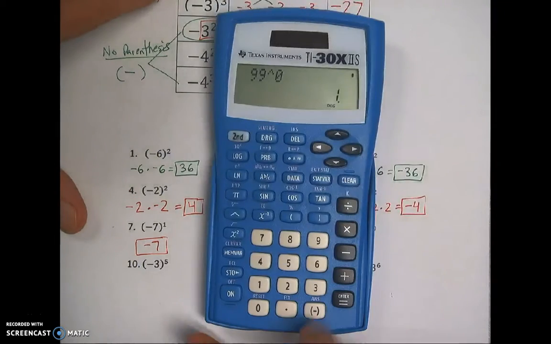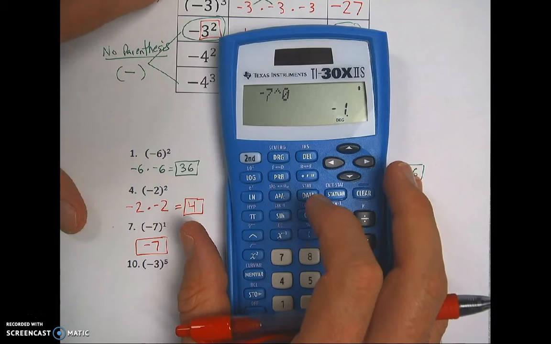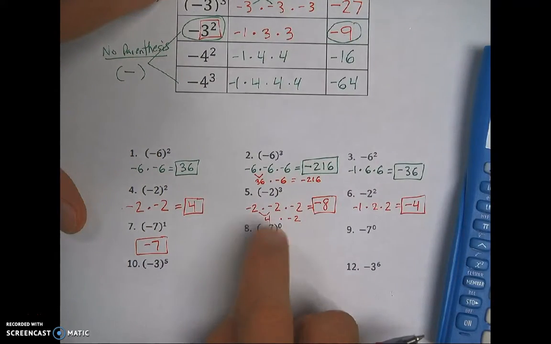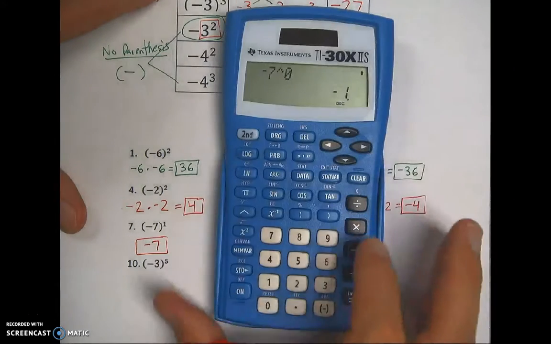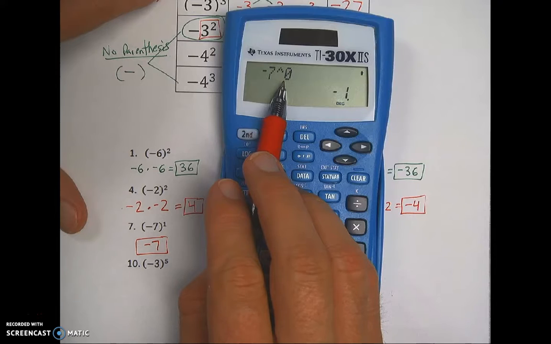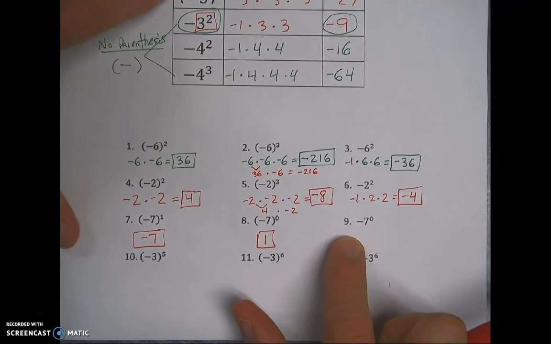But what if you did this in your calculator and you just said -7 raised to the 0? And you go, Mr. Kerr, it says -1. And you just told me it's 1. Well, you didn't put in what I see here. You didn't put in parentheses. Okay, so the calculator thinks you're just raising the 7 to the 0, which is 1, and that negative stays there. In fact, that's what we're looking at on number 9.